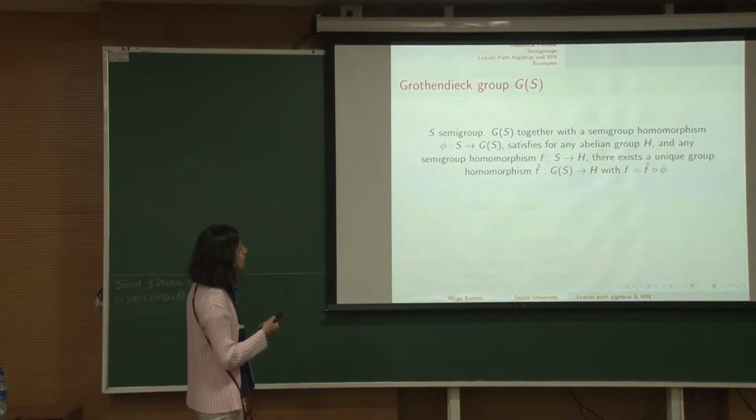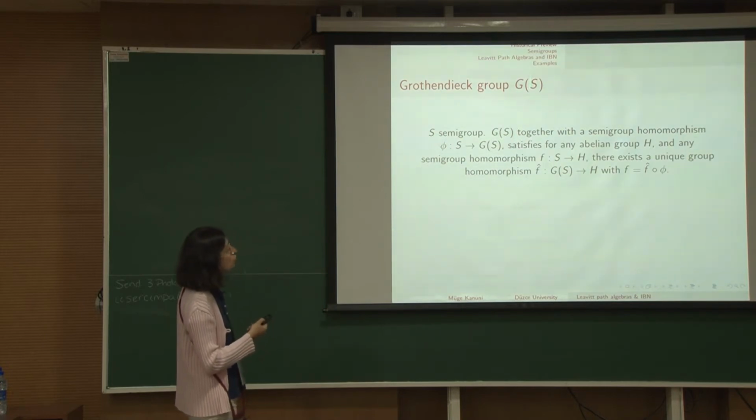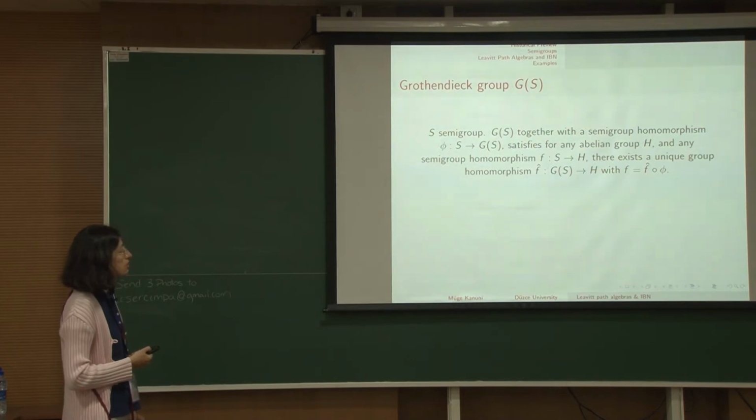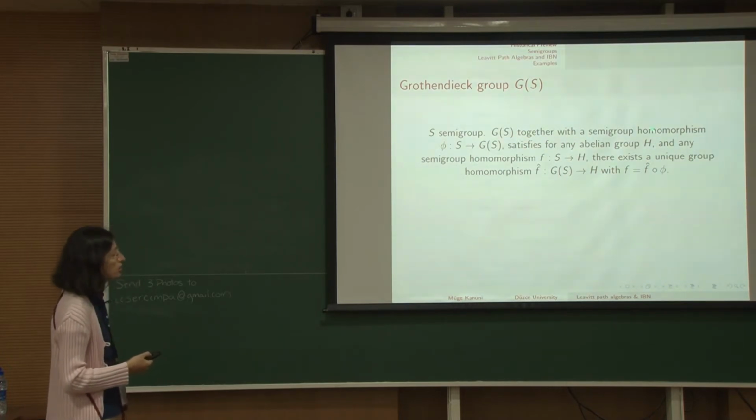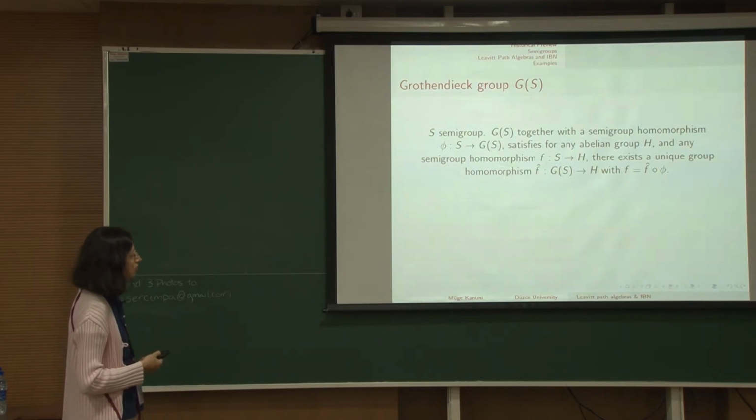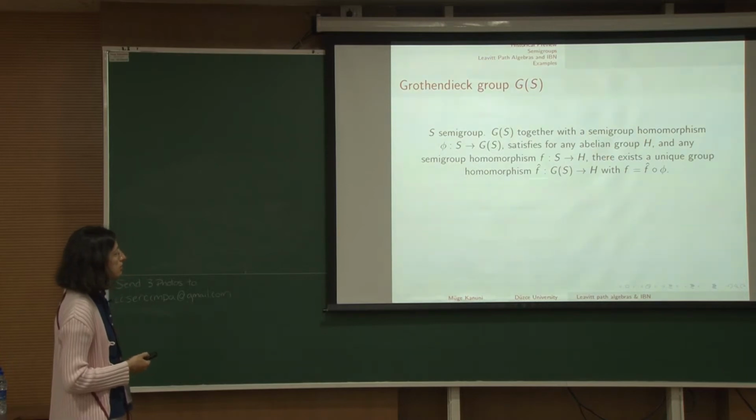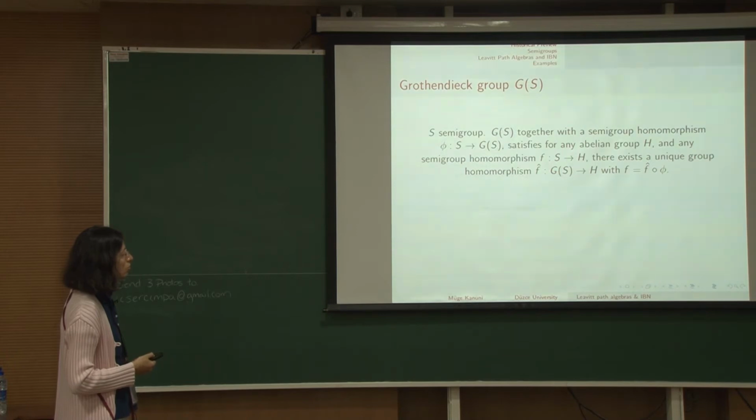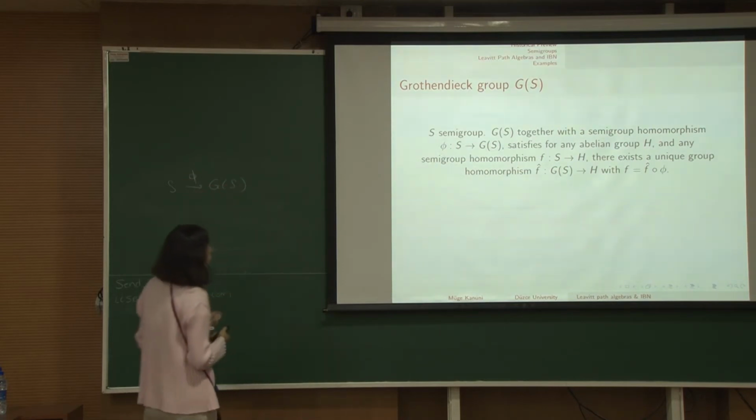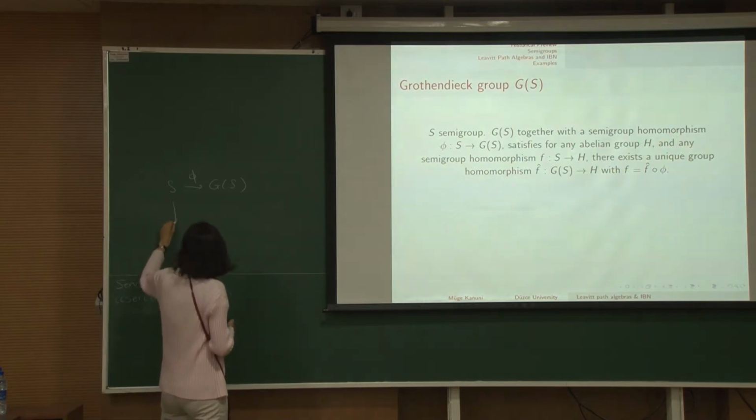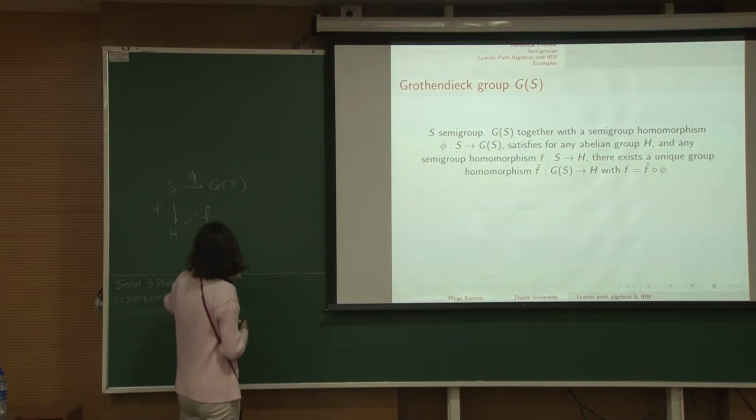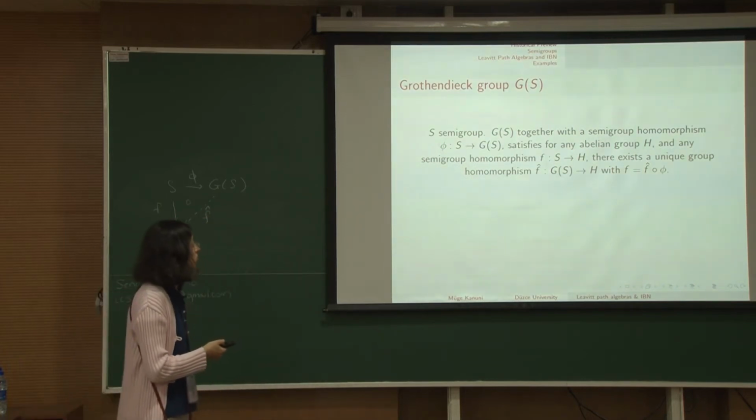So for any semigroup S, G of S is called the Grothendieck group of the semigroup S, together with the semigroup homomorphism phi from S to G of S that satisfies the following relation: for any abelian group H that you pick, and for any semigroup homomorphism f from S to H, you can factor through via a homomorphism from G of S. So G of S together with the phi is such that for any f and H that you pick, there exists such that this diagram commutes. So that's the definition of the Grothendieck group.